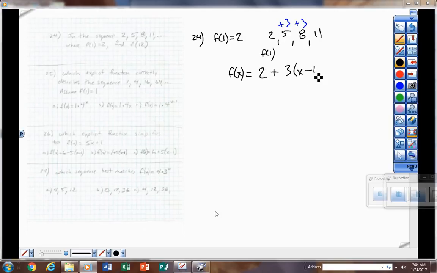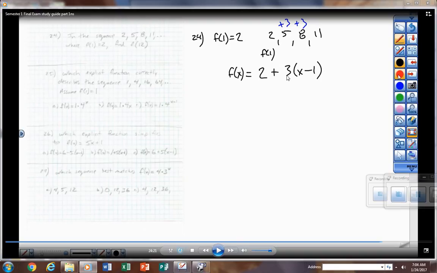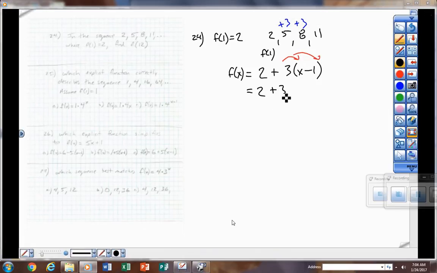And again, you could write that 3 in the front of the parenthesis x minus 1 or on the reverse side, but either way you will have to distribute. So I'm going to multiply that 3 times x and that 3 times negative 1 and then combine like terms. So I get 2 plus 3x minus 3. Combine my 2 and minus 3 to get f of x equals 3x minus 1. And again, I'm going to use that to evaluate the 12th term.